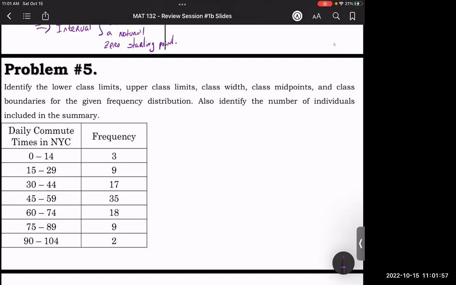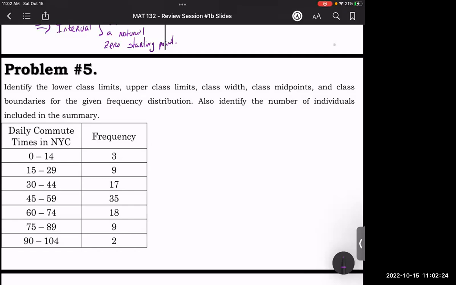Sorry, my bad. I was reading off of my solution set to my other thing by mistake. Problem 5. Identify the lower class limits, upper class limits, class width, class midpoint, and class boundaries for the given frequency distribution. Also identify the number of individuals included in the summary.